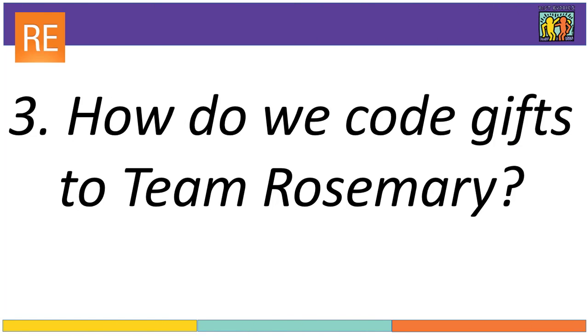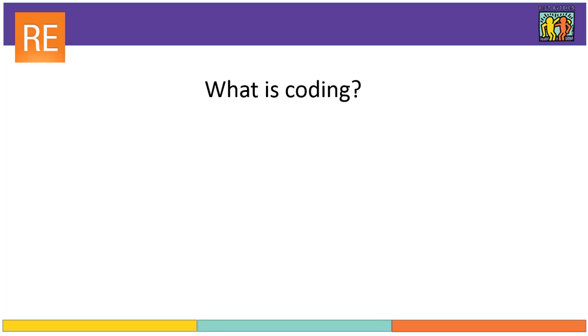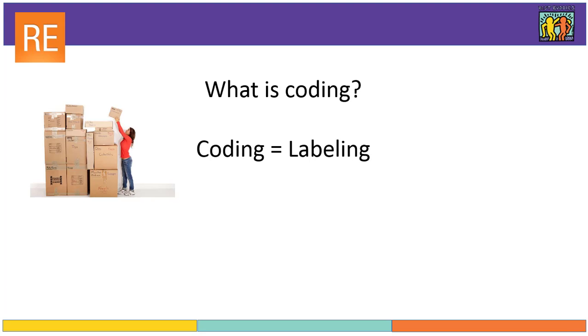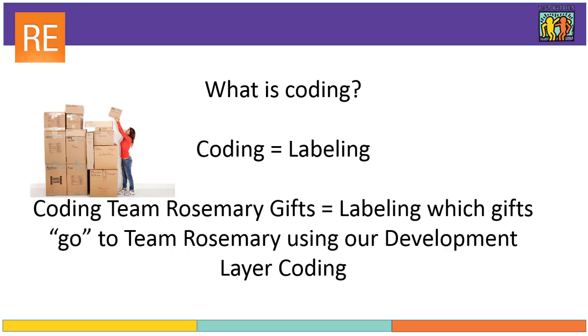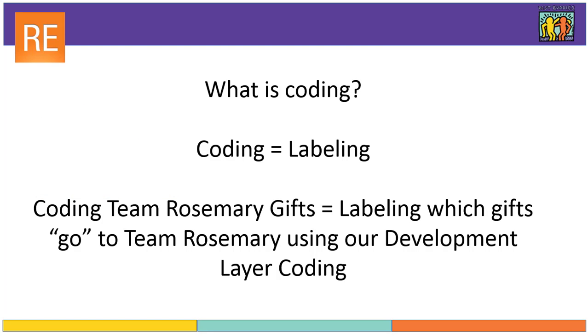So, let's start with coding of gifts. How do we code gifts to Team Rosemary? Well, first off, what is coding? Sounds a little confusing sometimes. Coding is simply labeling. Coding Team Rosemary gifts means labeling which gifts go to Team Rosemary using our development layer coding. You can learn more about development layer coding through our Razor's Edge gift processing training on Buds.